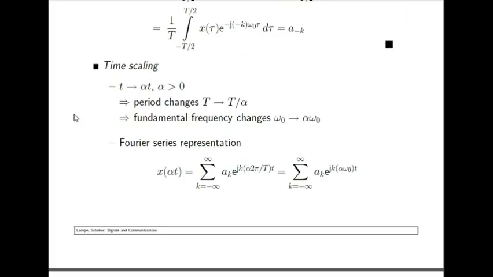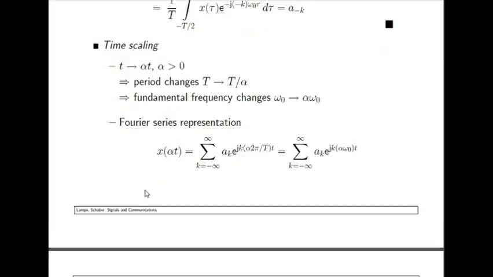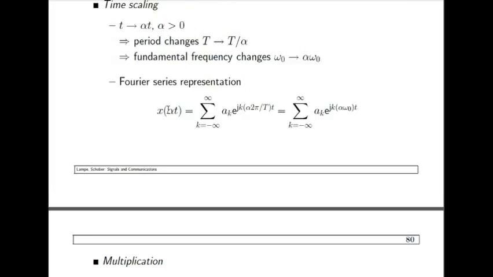The next property is time scaling. In the time scaling property, we multiply the independent variable with some scalar quantity. Here we are multiplying our variable t with alpha, where alpha is greater than 0. So the time period changes from T to T by alpha, and the fundamental frequency changes from omega naught to alpha omega naught. These are the changes in the properties of the function under time scaling. And the Fourier series representation of this function remains the same.